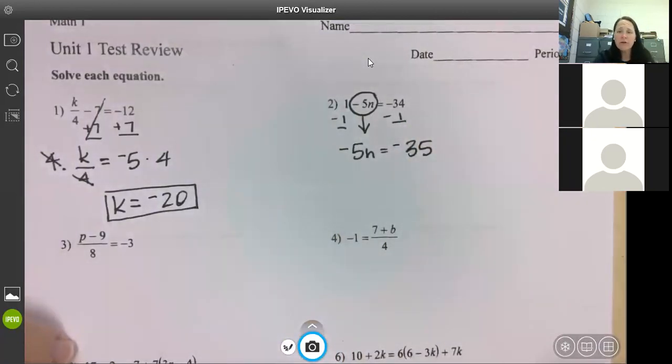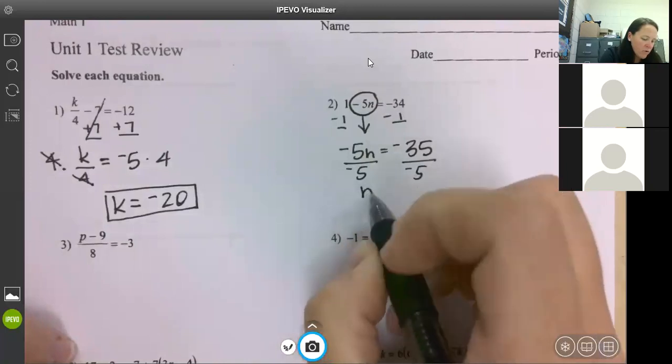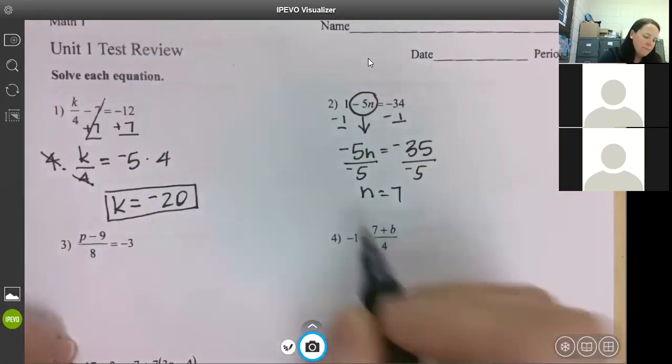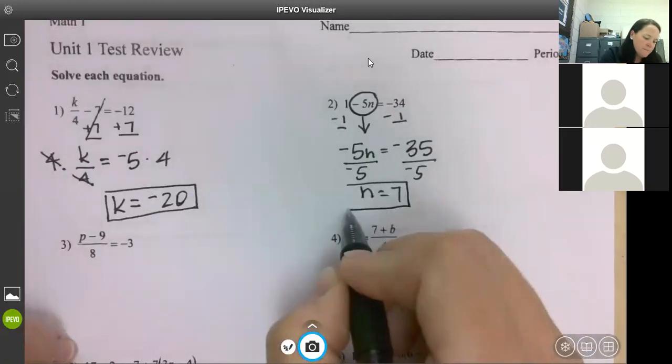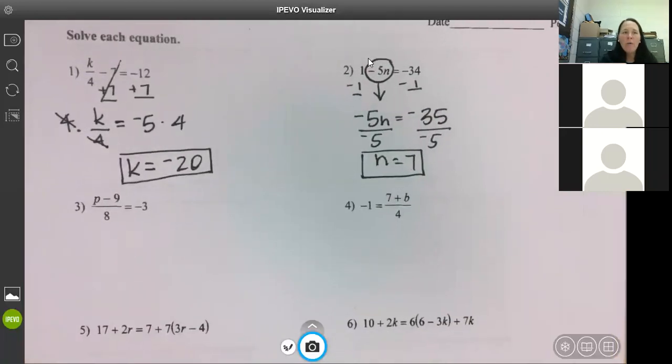You guys can use your calculators tomorrow. That's perfectly fine. To finish it up, how do I get rid of the -5? Divide. Divide by -5. We get N equals negative divided by negative is a +7. Okay, watch your signs.